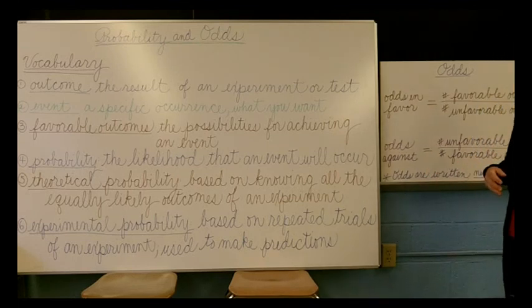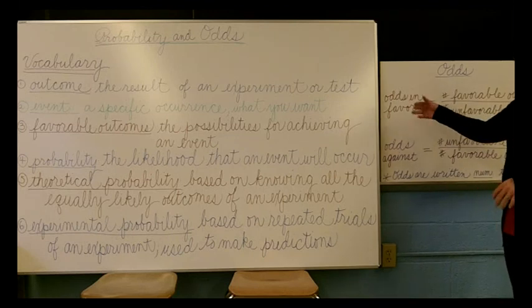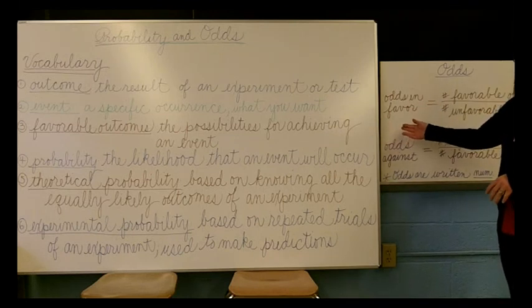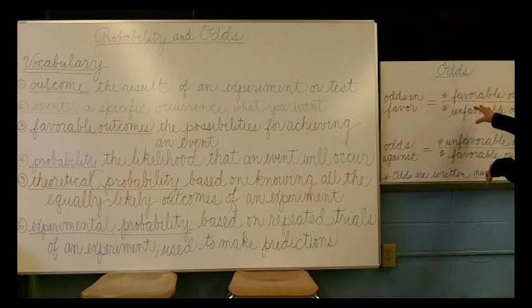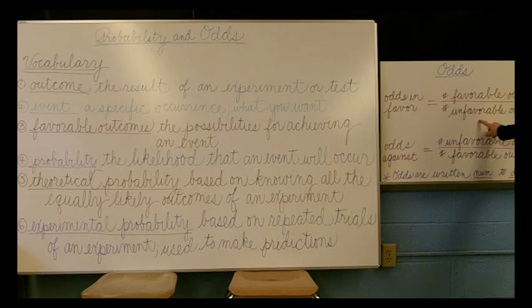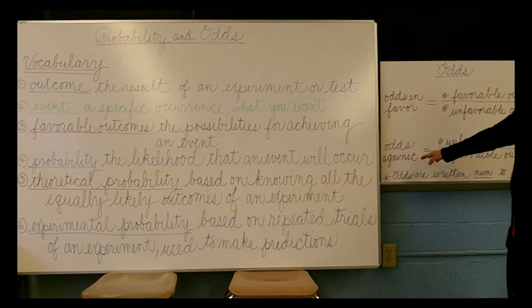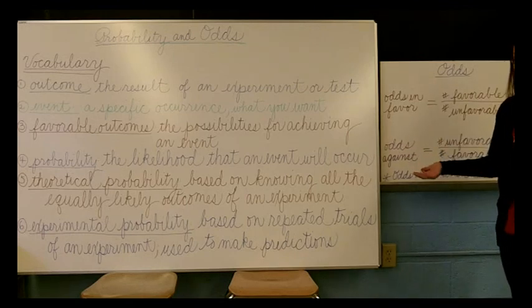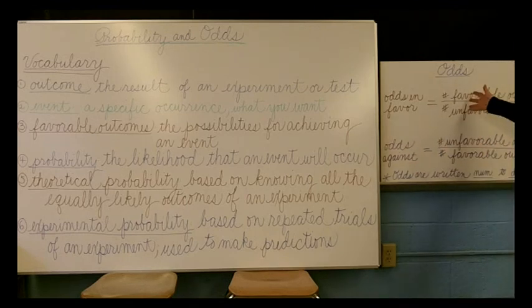Well, sometimes we're asked the odds that something will happen, the odds in favor of something. And we set up our fraction a little differently. Our numerator, when we want to know the odds of something happening, is our number of favorable outcomes over the number of unfavorable outcomes. And when we're being asked what are the odds against an event occurring, we just switch the numerator and the denominator. Here, what we do is we divide the unfavorable outcomes by the favorable outcomes.